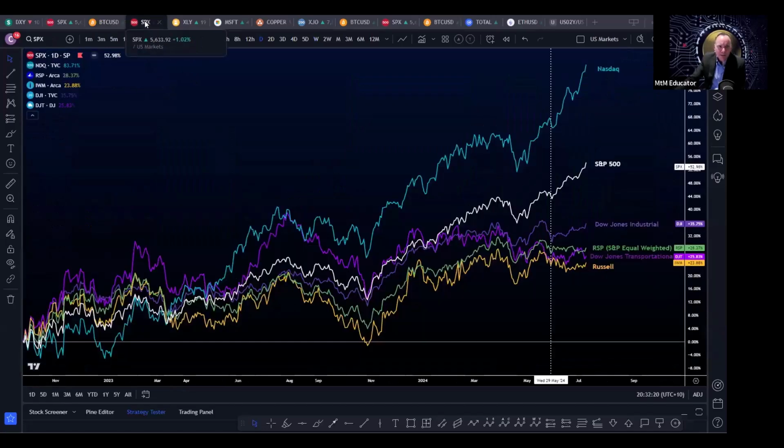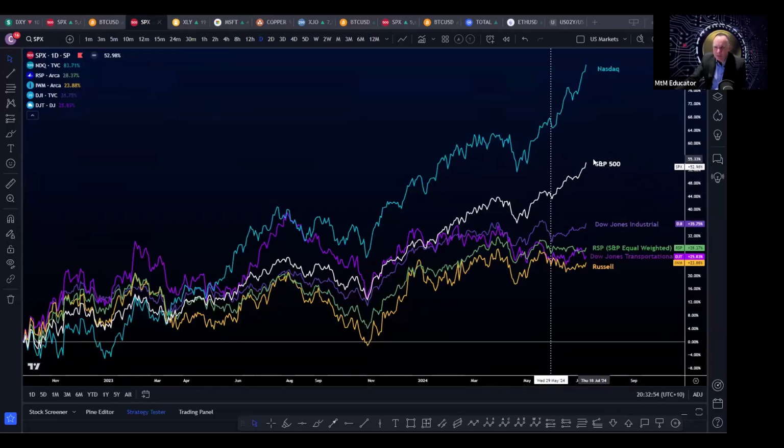Just diving in a little bit deeper into the S&P 500. The S&P 500 is made up of 500 stocks. But I like to sometimes use what we call the RSP ETF, which is the S&P equally weighted ETF, and that's the green line I've got in here. And what that takes is the same 500 companies, but weights them equally, so that the mega caps don't sort of sway the S&P number.